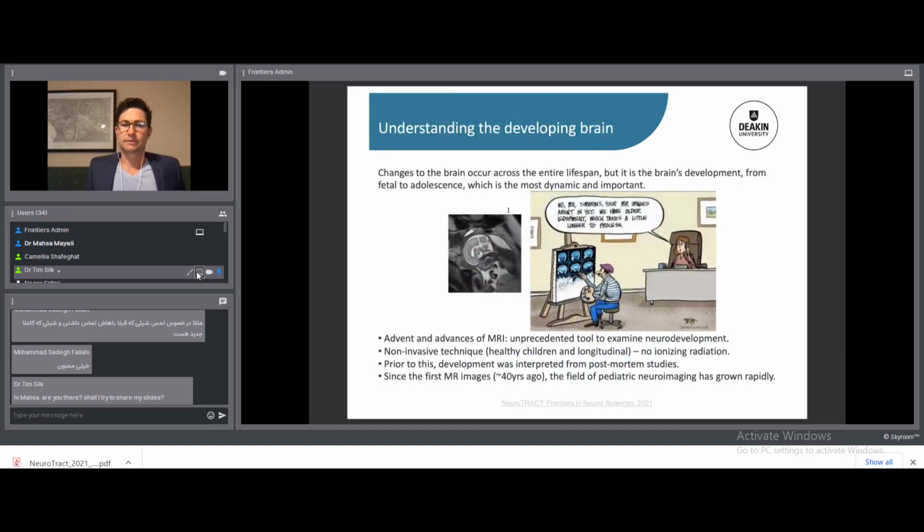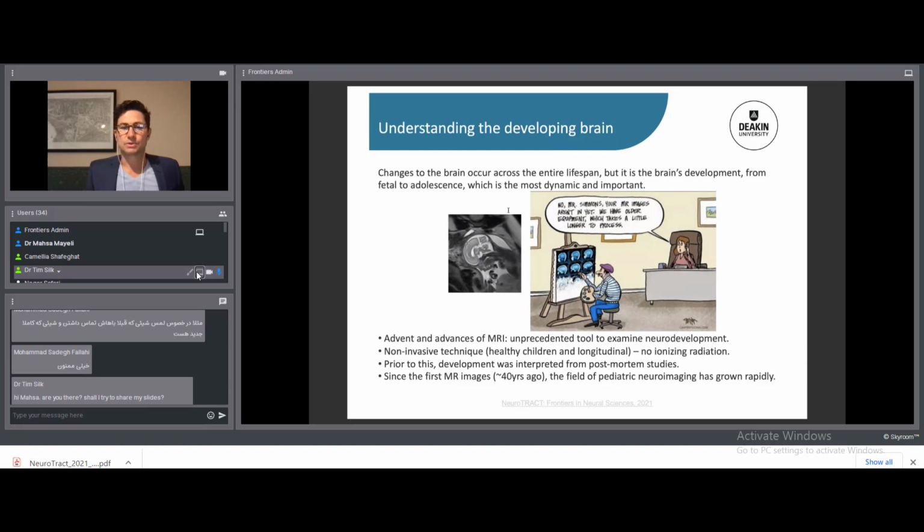So just to give a bit of an overview in terms of where we've come in terms of understanding the brain, changes occur to the brain across the entire lifespan, but from fetal to adolescence is the most dynamic and some would say important part of brain development. And we can even now get the image on the left there, an in utero scan of the brain of a fetus.